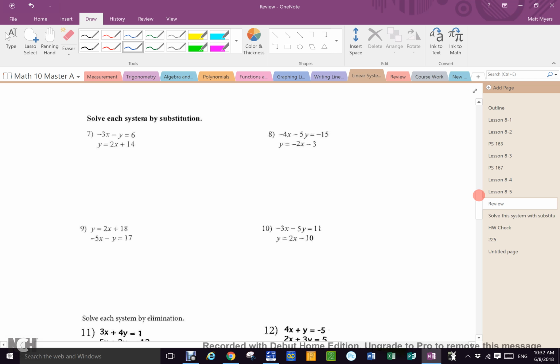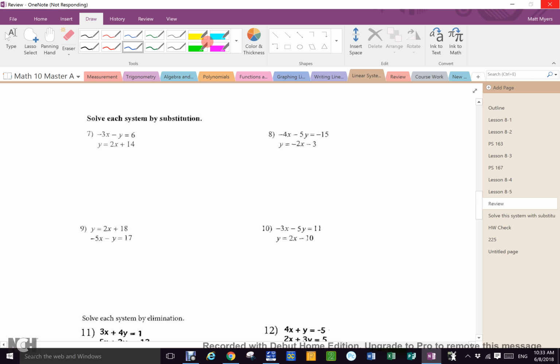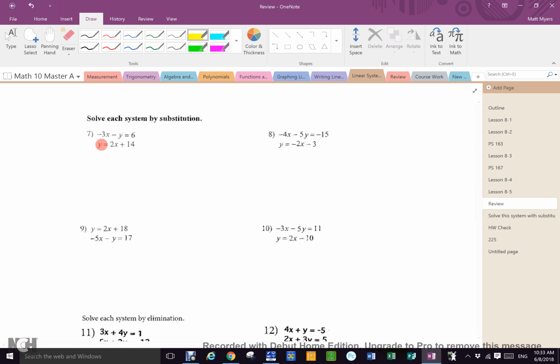Now, I did warn you, I want you to be able to do both substitution and elimination, right? It's part of what you're supposed to learn, so I'm giving you practice on both. You can be better at one than the other. That's fine. But you do need to be able to show me that you can do both. This one is already set up for substitution. Why? Because that one's already written that way.